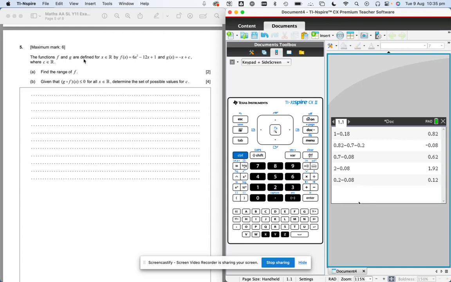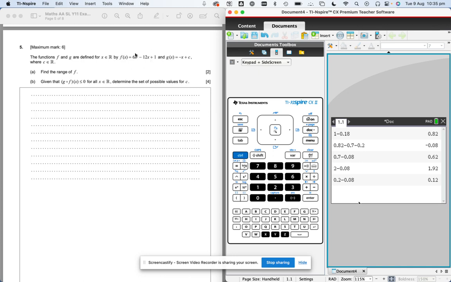Okay, we're up to question 5, and again, your calculator will support you, but won't do too much for you. You've got two functions here. The function f is a quadratic, and g is some sort of linear graph, and c is a real number. Remember, that's what that means. It says find the range of f. Okay, so how could you go about doing this?